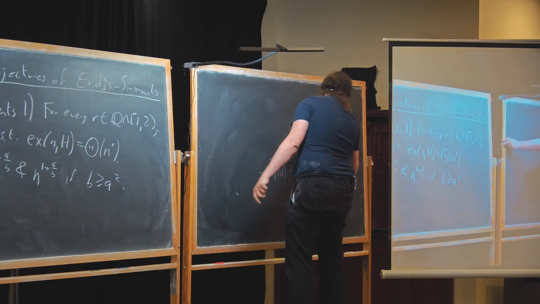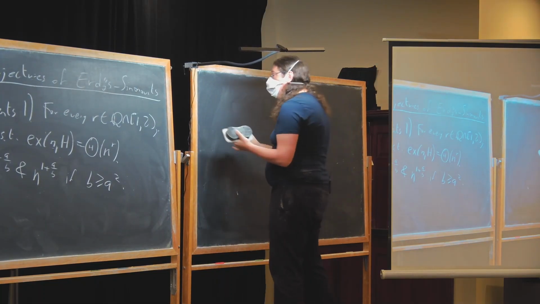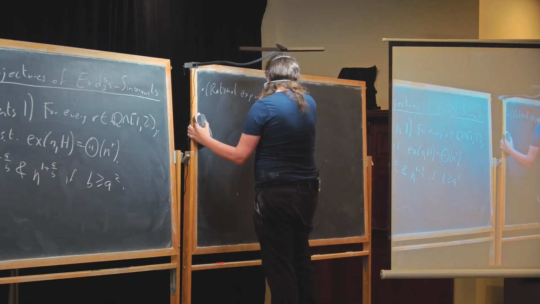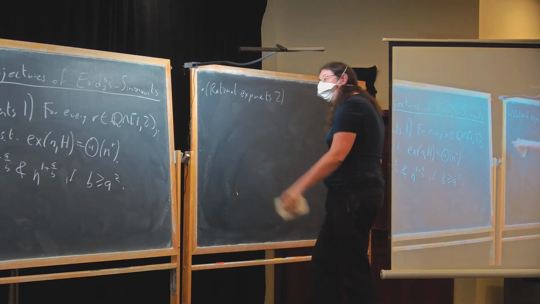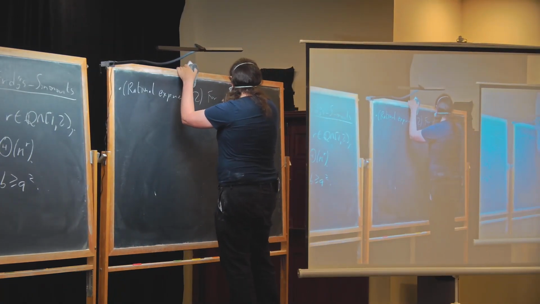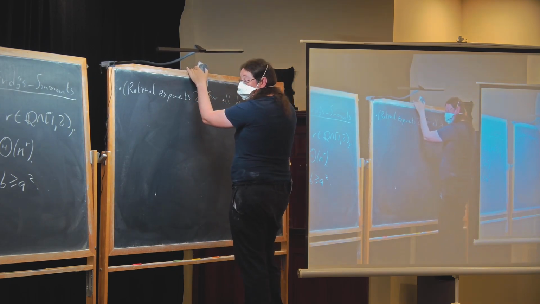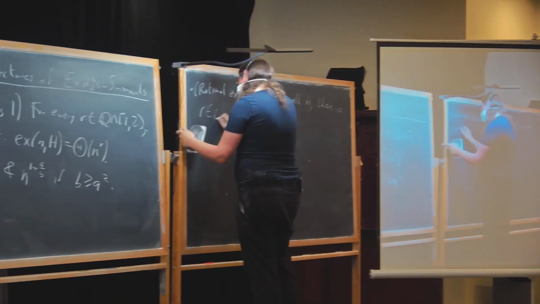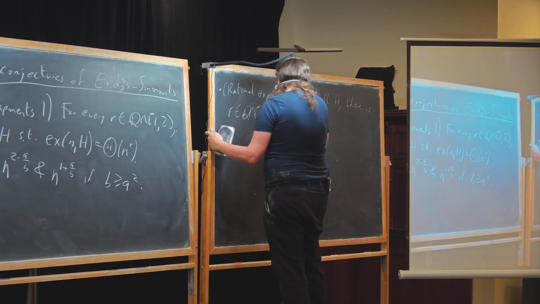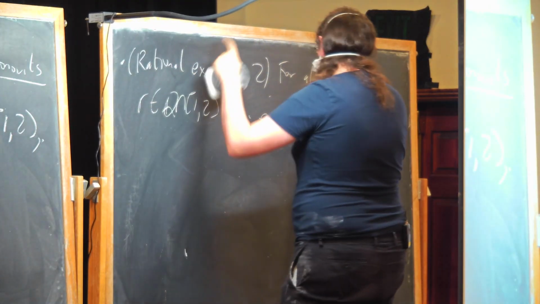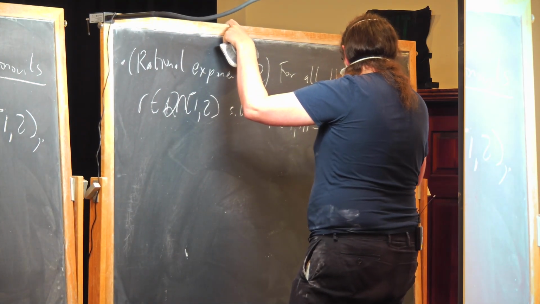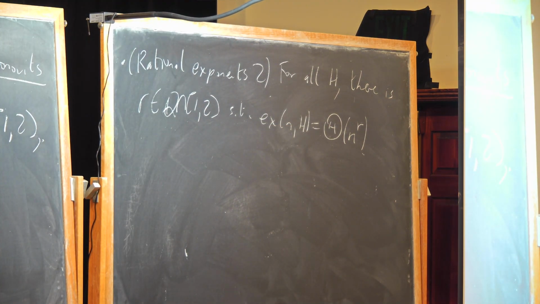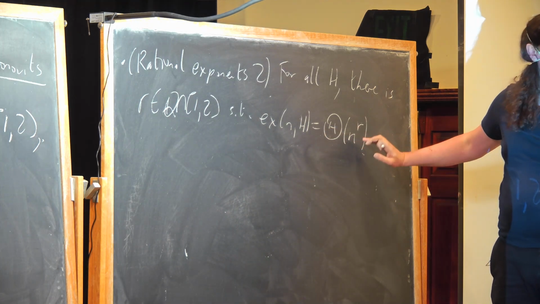The second one is what I'll call rational exponents 2, and it's a sort of converse of this. So for all H, bipartite, obviously. Well, actually, it's true for non-bipartite as well. There is some rational exponent r such that the extremal number is theta of n to the r. In fact, they state an even stronger conjecture, which says that there's also some constant in front, depending on H, such that it's asymptotically equal to that.